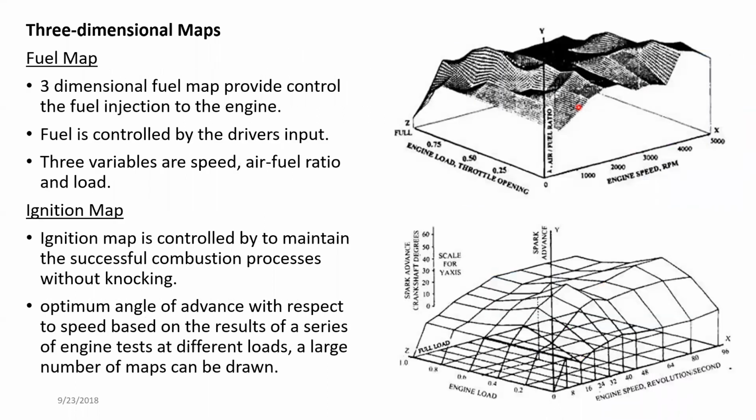So there are two important maps used in a vehicle. These are not the only two maps, there are many other maps, but the two main important maps we have time to discuss are the spark advance and the air fuel ratio. The air fuel ratio map gives out how much fuel has to be provided to the engine based on the engine speed and the engine load or throttle opening, right? That determines how much fuel is going into the engine.